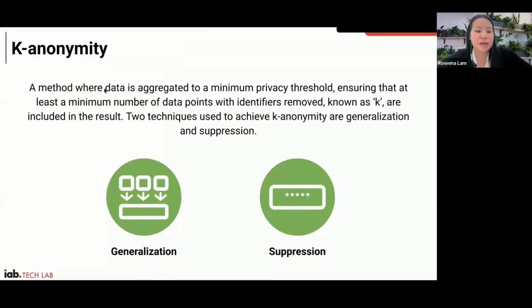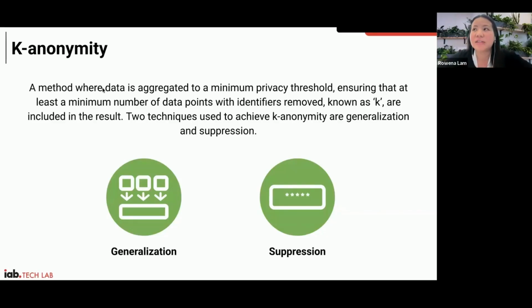I'm going to start with k-anonymity. It's a method where data is aggregated to a minimum privacy threshold, ensuring that at least a minimum number of data points with identifiers removed, known as K, are included in the results. Two of the techniques used to achieve k-anonymity are generalization and suppression. Again, this ensures that at least a minimum number of data points with identifiers removed are included in the results.